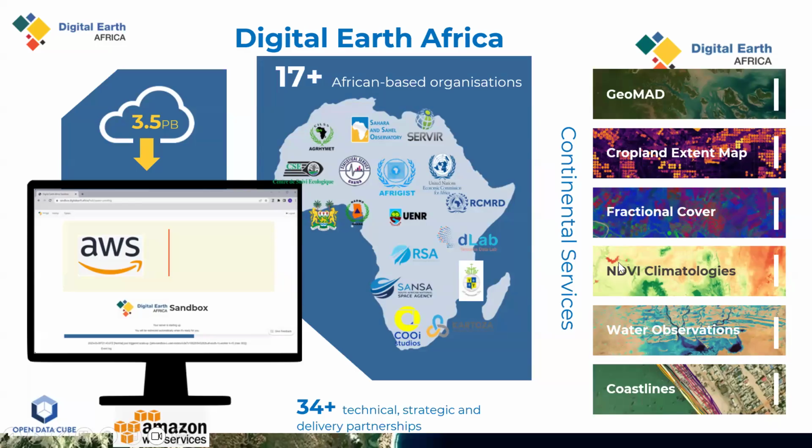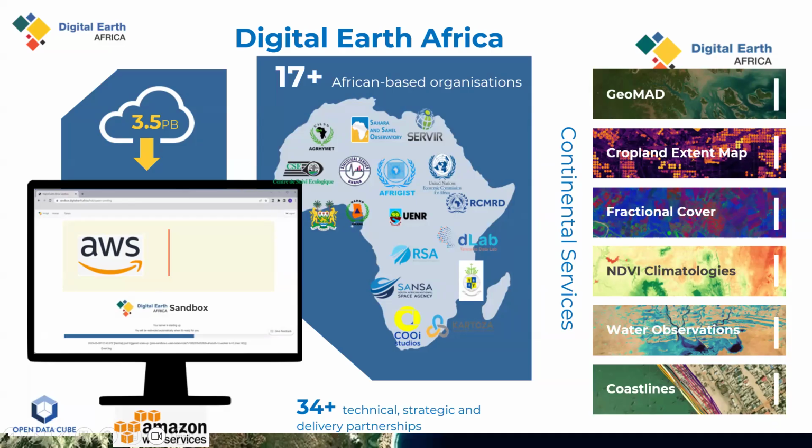So far, we have a lot of data sets, approximately 5 petabytes, thanks to the collaboration with the partners across all the corners of the continent, especially regional centers like OSS in Tunisia, AGRHYMET Regional Center in Niger, CSC in Senegal, Nigeria, RCMRD in Kenya, and many national space agencies across the continent.